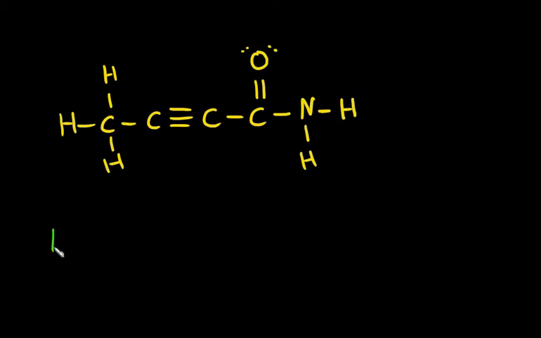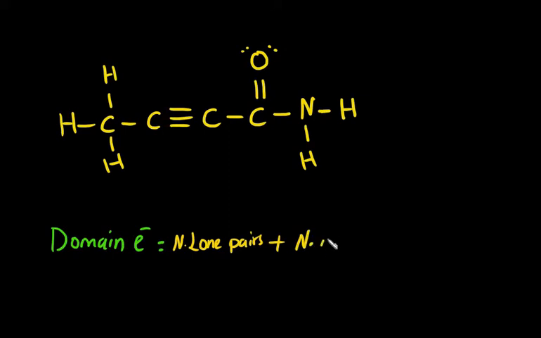As in previous videos, I say that the domain electron is the number of lone pairs plus the number of attached atoms. Alright, so let's just have a look here.